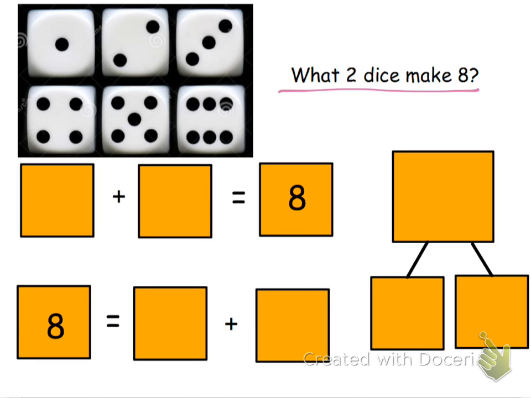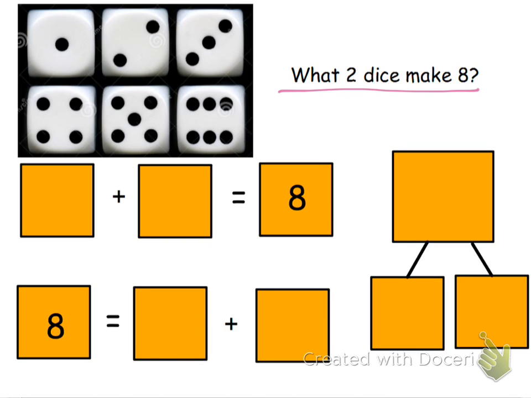So now we're going to have to look at these dice and figure out which two of them could make 8. So about 4 and 1. Could 4 and 1 make 8? We'll put up 4 fingers and then add one more. 4, 5. Nope, that's 5. So we know that's not it.